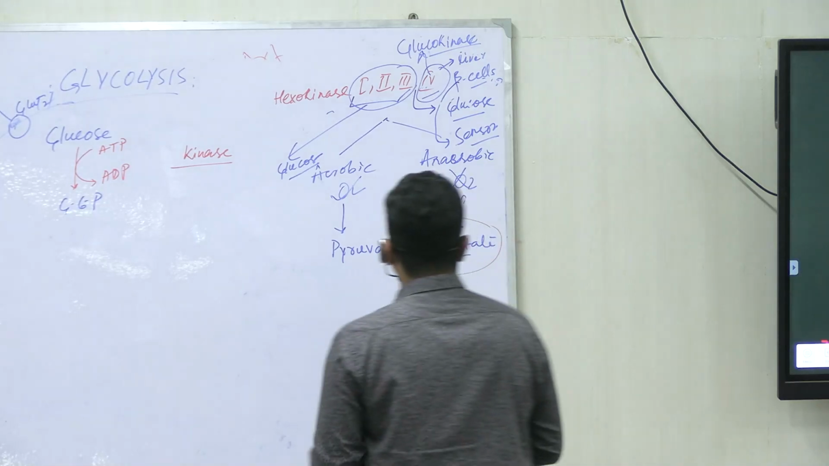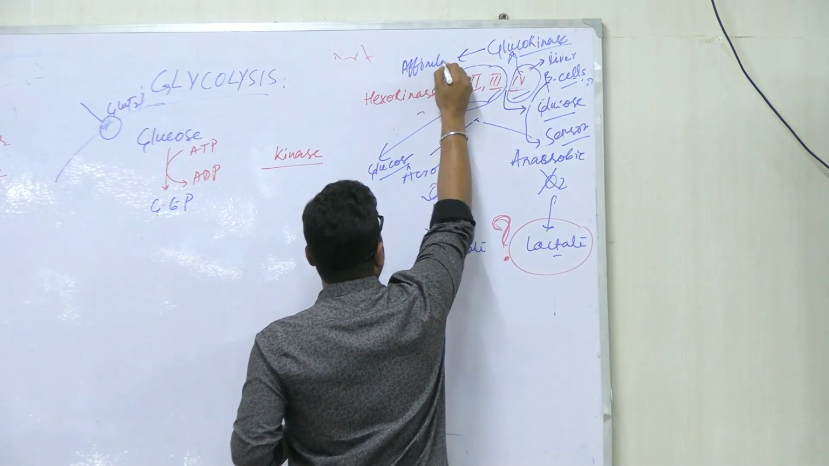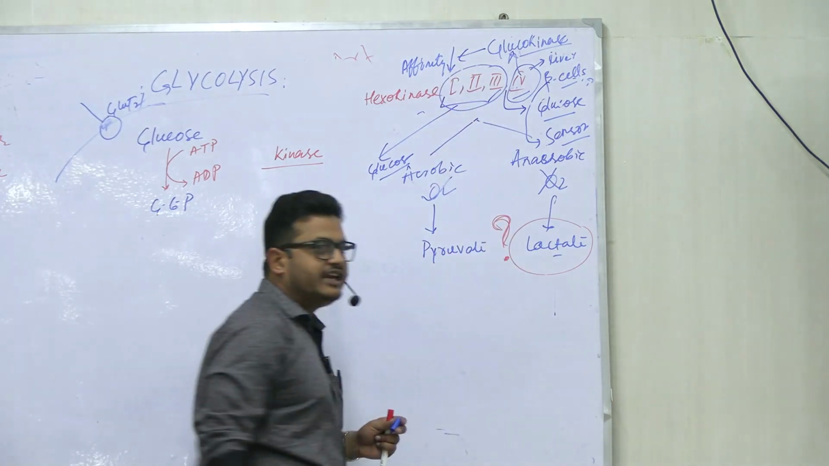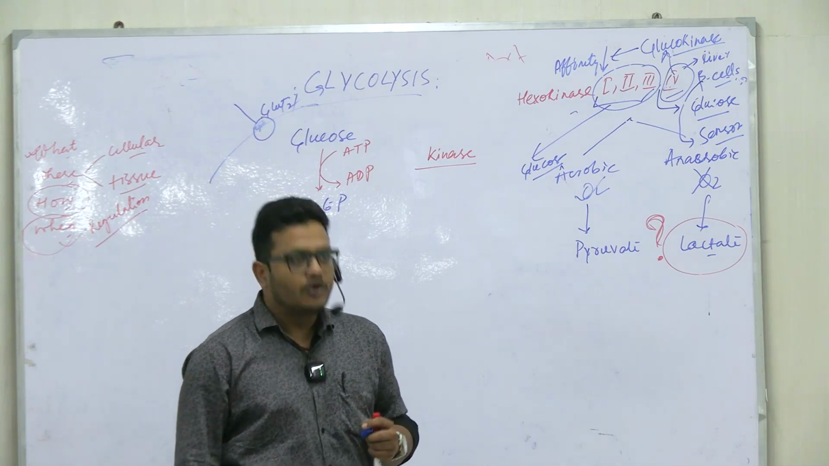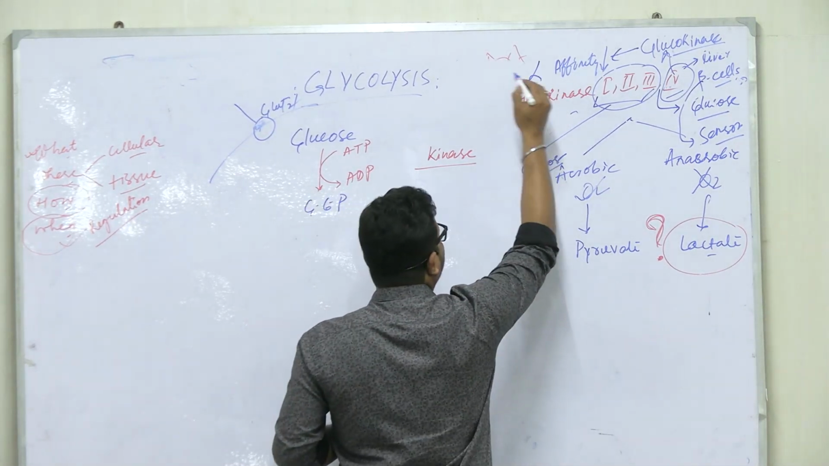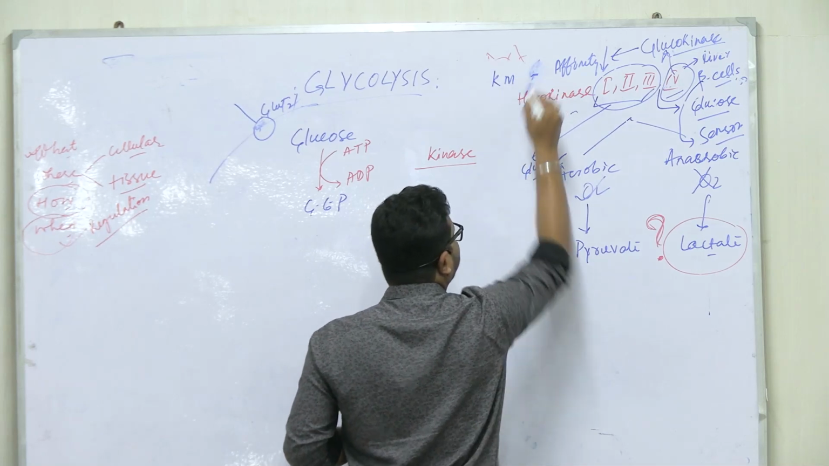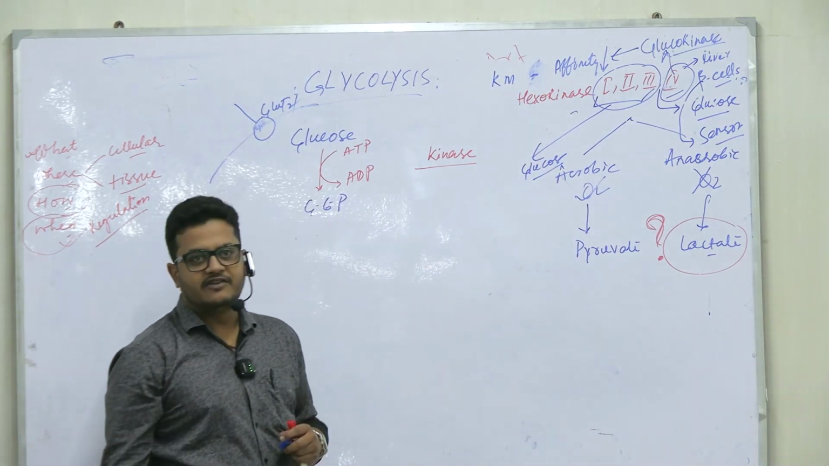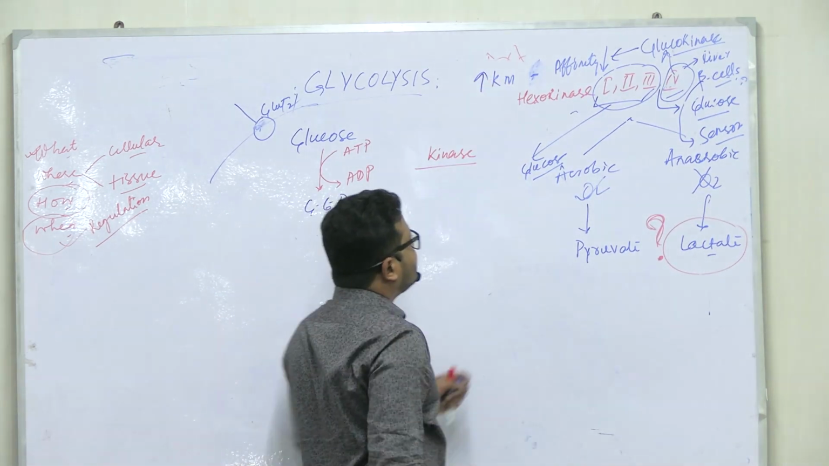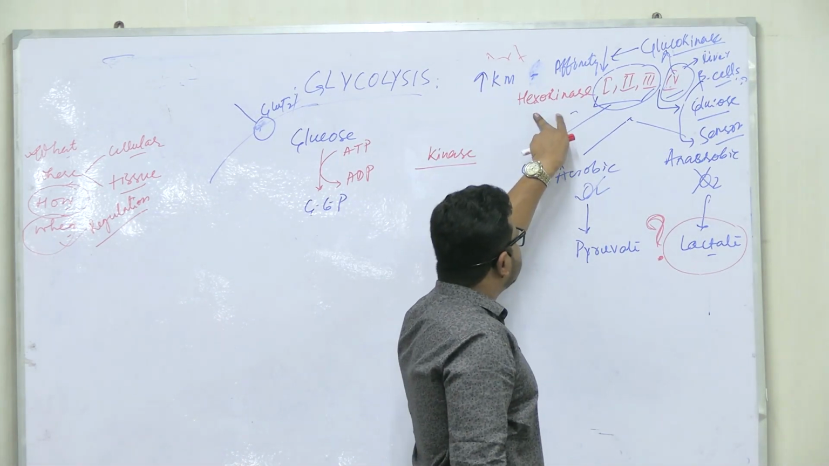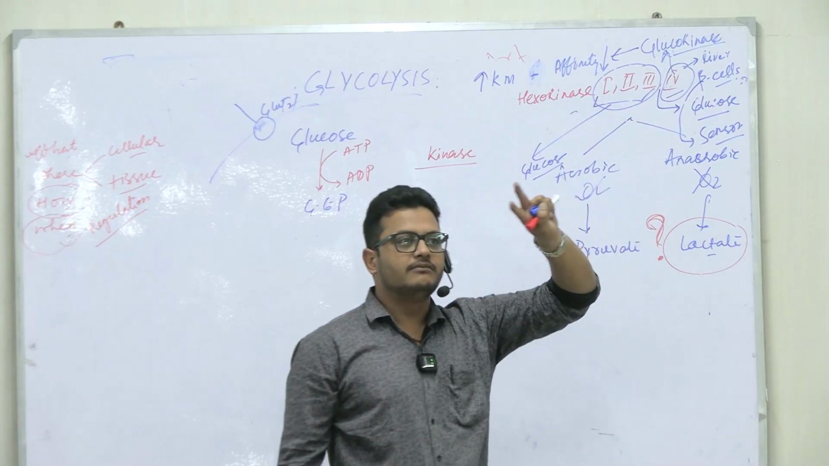So the affinity of glucokinase for the substrate glucose is going to be low. If low, then what should be the Km? Inversely proportional, remember? Simple.